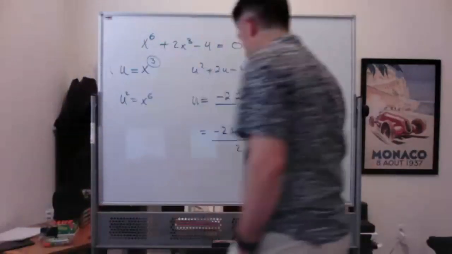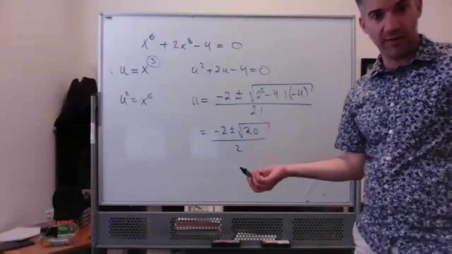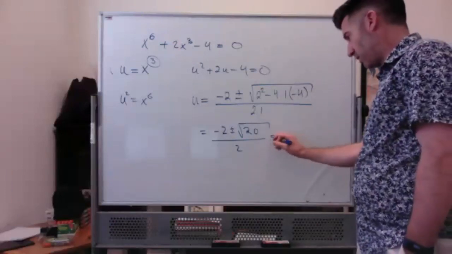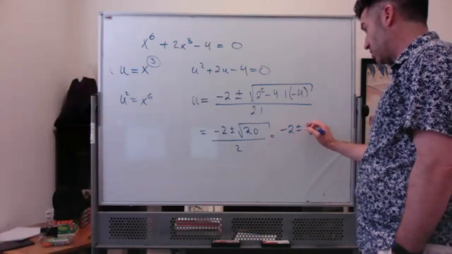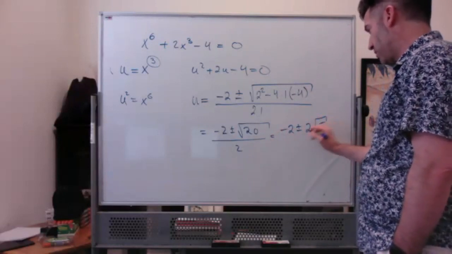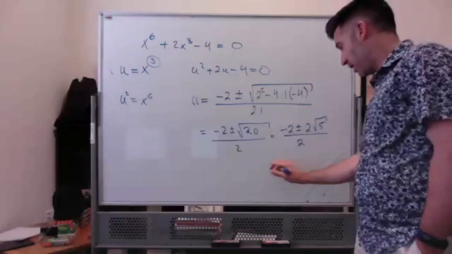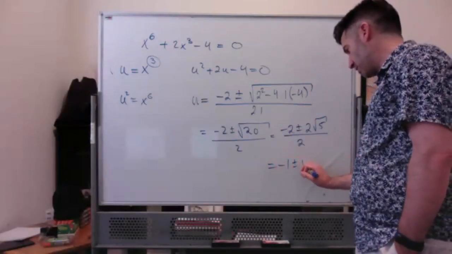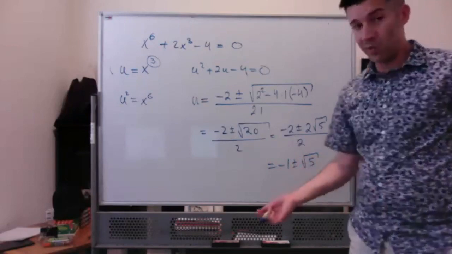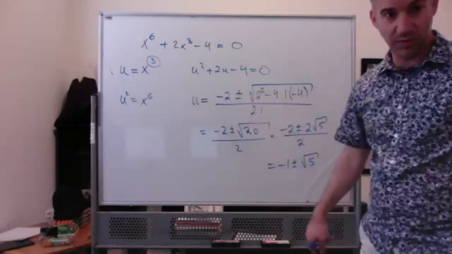And the square root of 20 is the square root of 4 times 5, and the square root of 4 is 2. So I can write this as -2 plus or minus 2 times the square root of 5 over 2. And then I can divide each part by 2 and get -1 plus or minus the square root of 5. Okay, but that's what u is equal to.